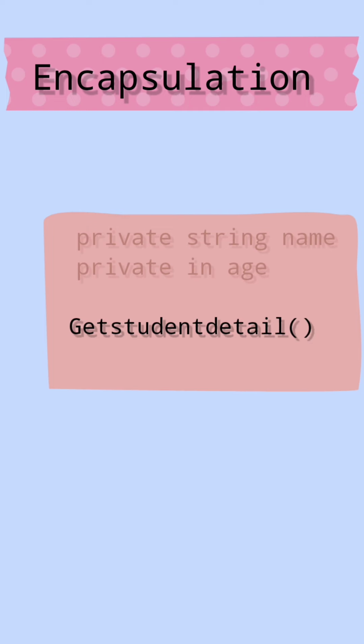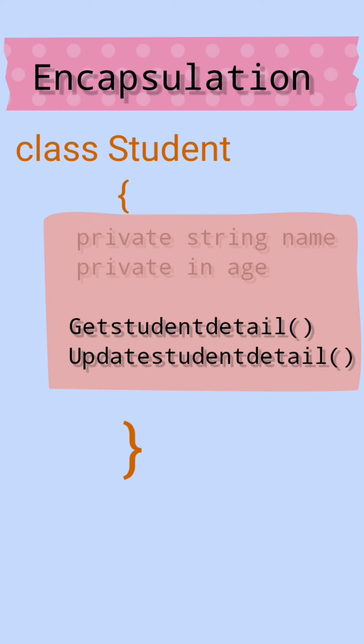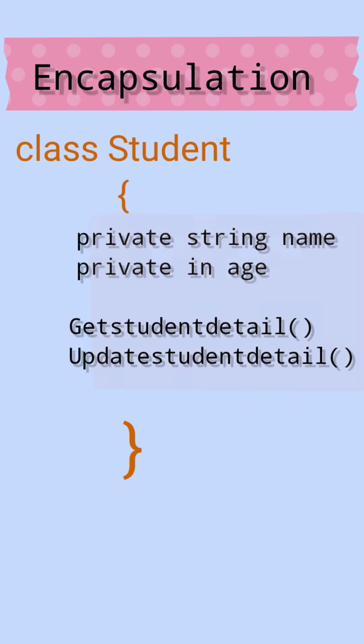What is encapsulation? For this, let us assume we have two data members of a student, that is student name and student age. Here we do not want the end user to access the data members directly, so we have hidden our data members behind member functions. For this, we have created two member functions with the names getStudentDetail and updateStudentDetail. We access the data members only with the help of member functions. So the process of wrapping or grouping of data members and member functions into a single unit is called encapsulation. Here we have grouped data members and member functions into our student class.